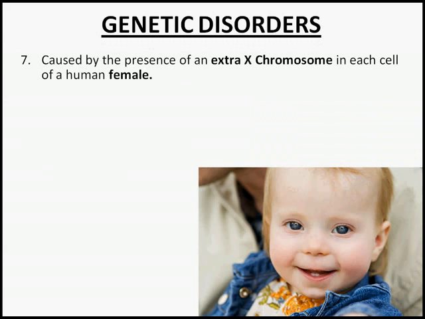The seventh one here pretty much doesn't affect people, and it's not really a big deal. It's just an extra X chromosome in a human female, also known as triple X syndrome. And again, with a lot of these disorders involving the sex chromosomes, people are infertile. In this case, they're not.